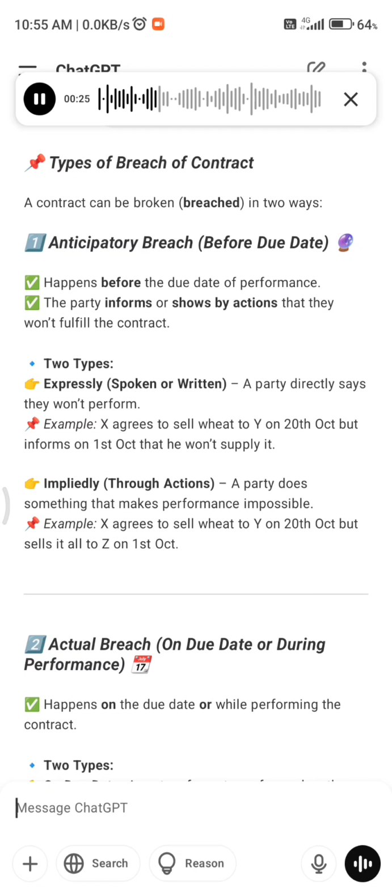Example, X agrees to sell wheat to Y on 20th Oct, but informs on 1st Oct that he won't supply it. Impliedly, through actions, a party does something that makes performance impossible. Example, X agrees to sell wheat to Y on 20th Oct, but sells it all to Z on 1st Oct.